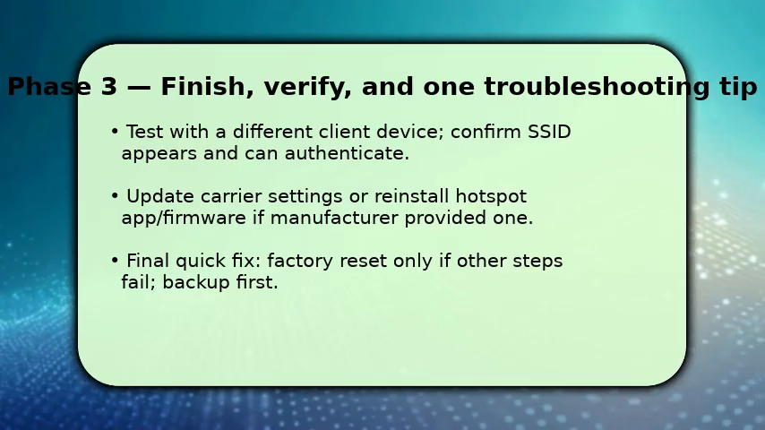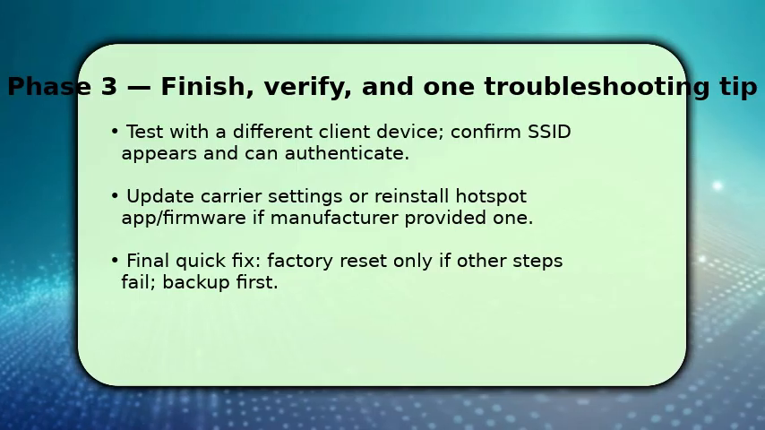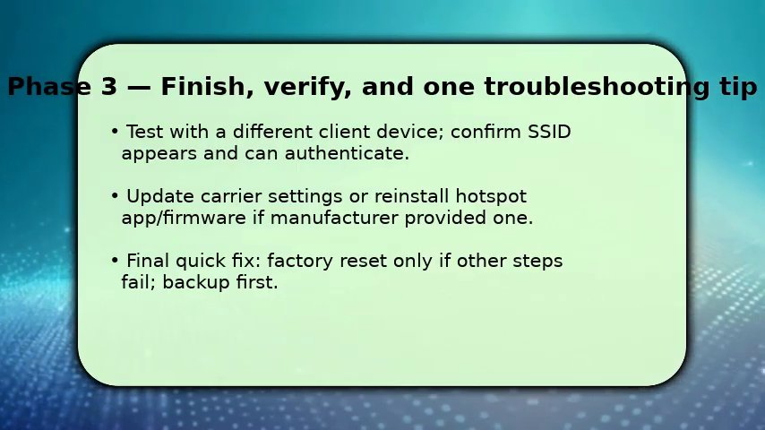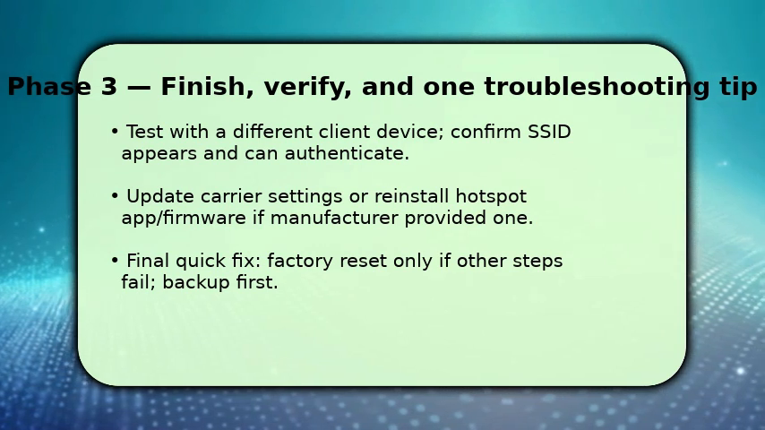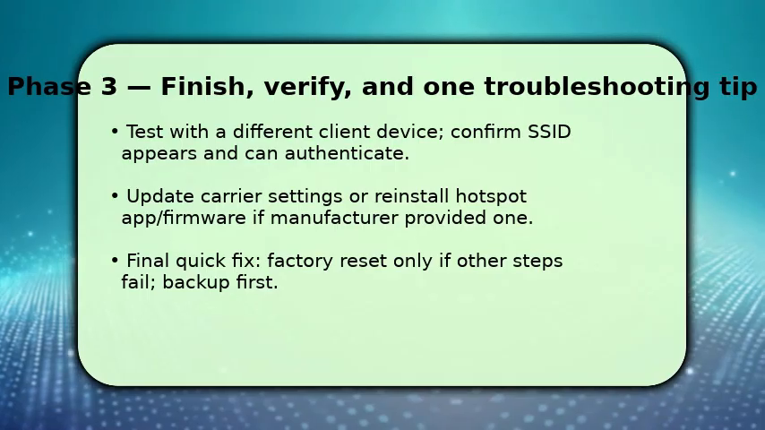If nothing helps, perform a factory reset as a last resort. Back up your data first. Troubleshooting tip: if clients see the SSID but cannot connect, check the AP band, 2.4 GHz versus 5 GHz, and password consistency.